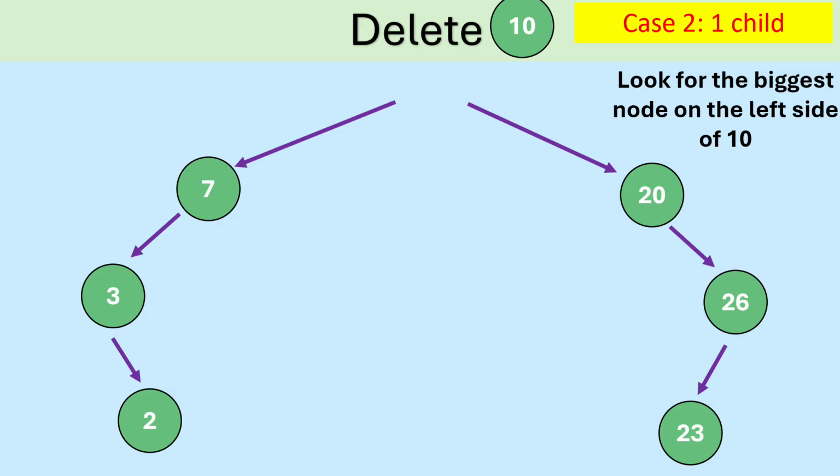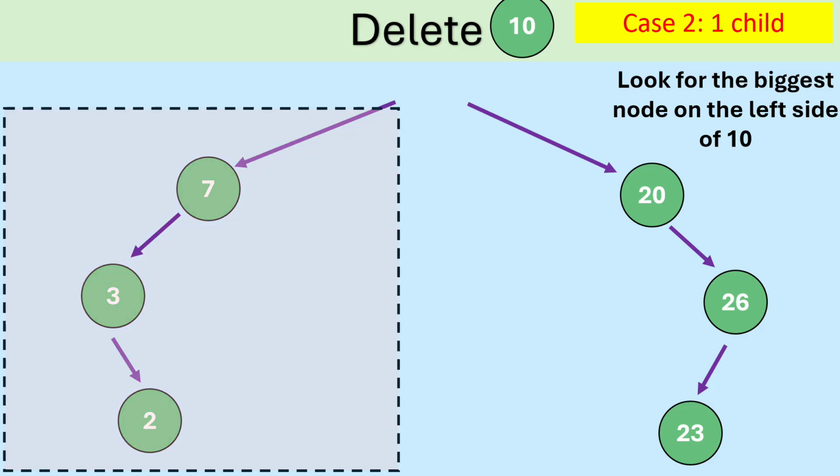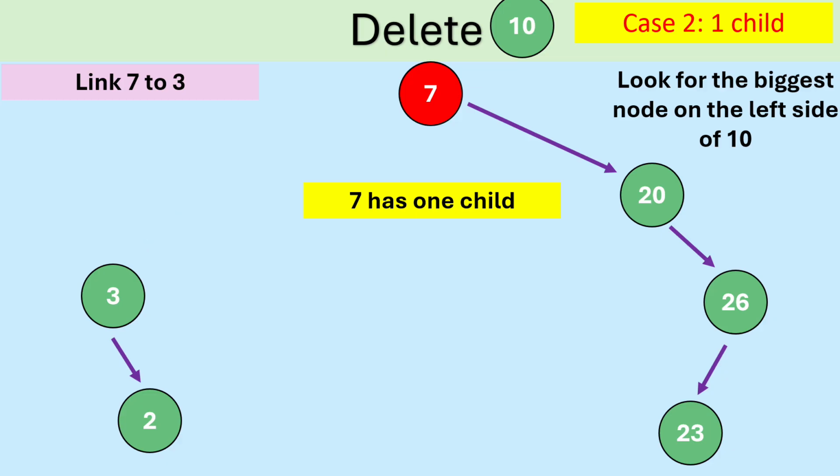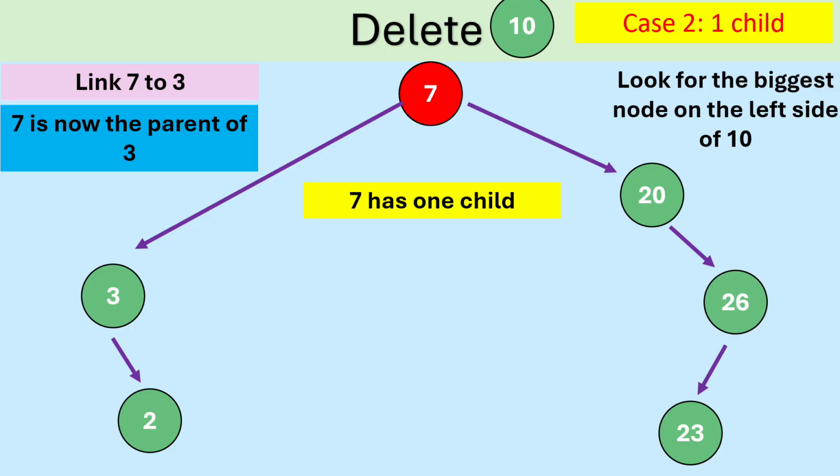If you're looking at the left side and you're looking for the biggest number, which is 7, you are likely to do the same thing. 7 is now going to be the root, and because 7 has only one child, we would then link 7 to 3. 7 is now the parent of 3.